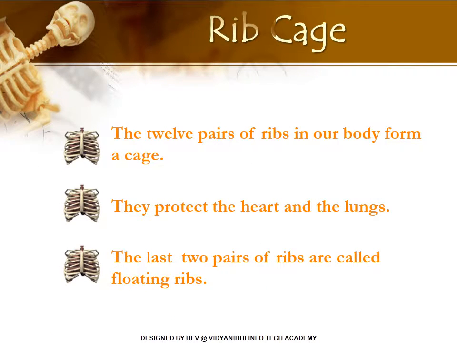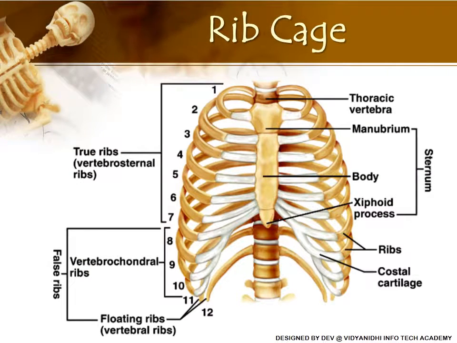The rib cage gets its name as it actually is a cage made of 12 pairs of ribs. They protect the heart and lungs, and the last 2 pairs are called the floating ribs as they aren't attached to the main bone. The rib cage consists of 3 main parts, that are the true ribs, the false ribs and the sternum. This diagram shows you exactly where they are in your body.